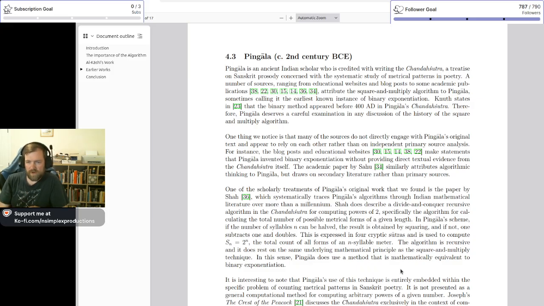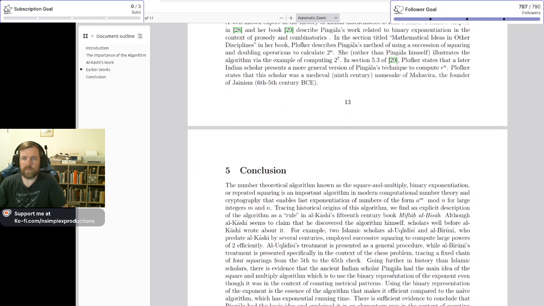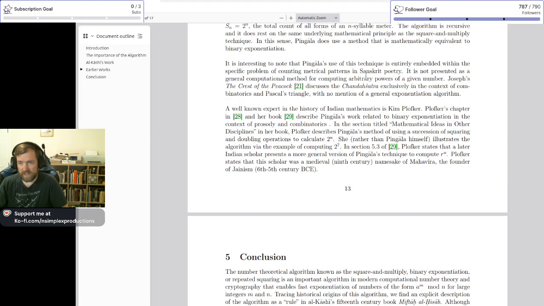The algorithm is recursive, and it does rest on the same underlying mathematical principle as the square and multiply technique. In this sense, Pingala does use a method that is mathematically equivalent to binary exponentiation. It is interesting to note that Pingala's use of this technique is entirely embedded within the specific problem of counting metrical patterns in Sanskrit poetry. It is not presented as a general computational method for computing arbitrary powers of a given number.